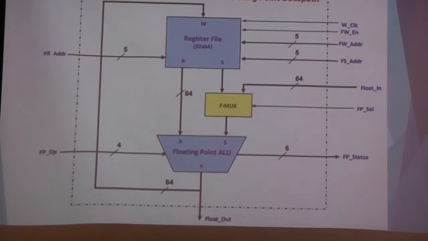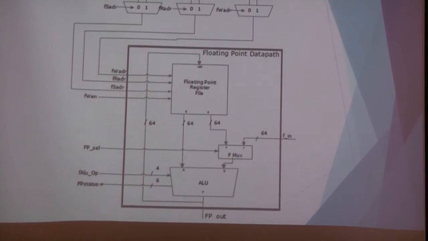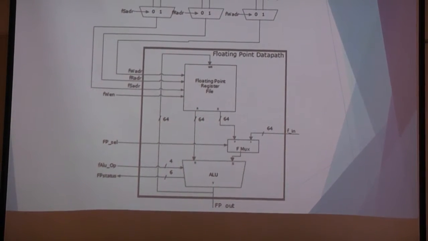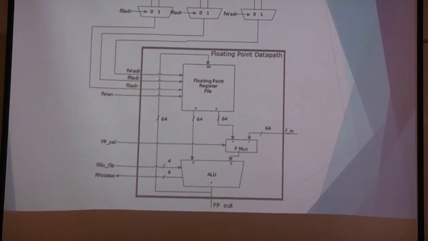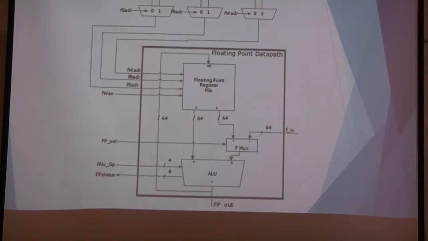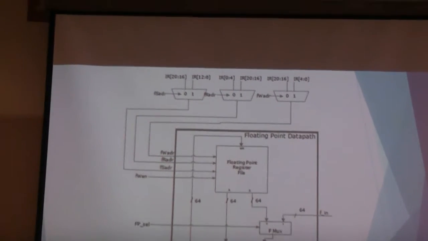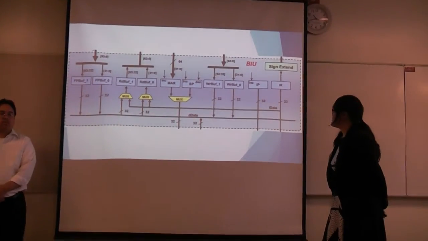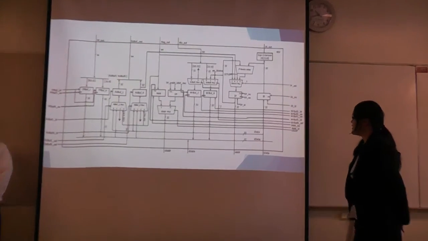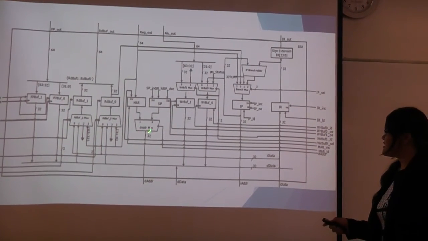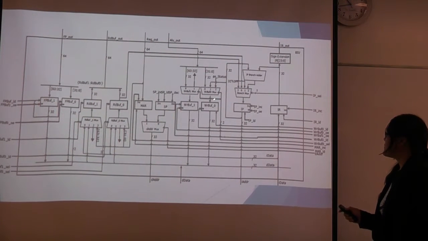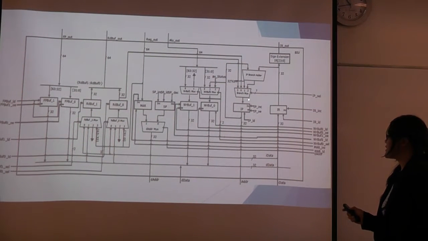And here's our floating point data path. This is the original picture. Not much has changed. We still have the floating point register file, the XMUX, and the ALU. As you can see, we added the 3 addressing muxes up here. This is the original BIU graph, and then here is ours. We've extended the muxes down here for rebuff, write buff, and we added another mux for IP.